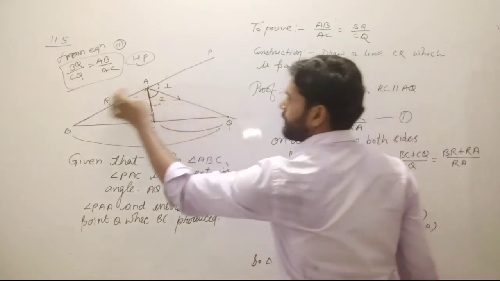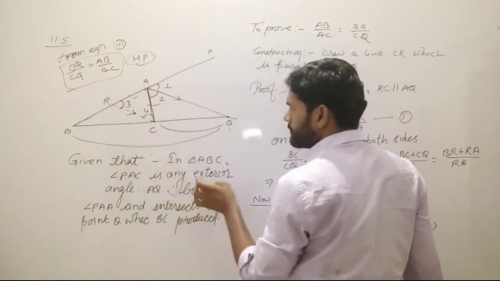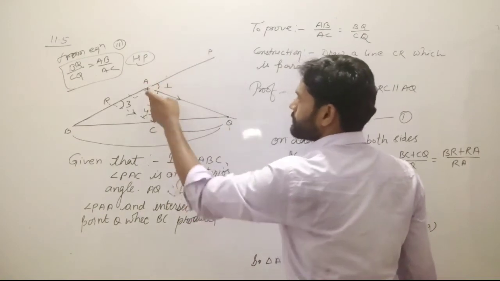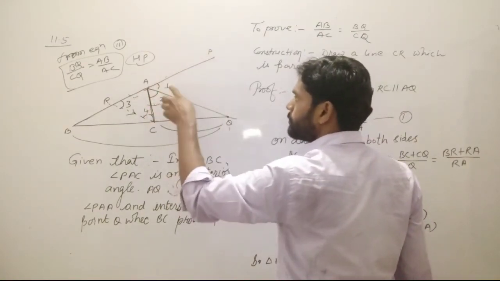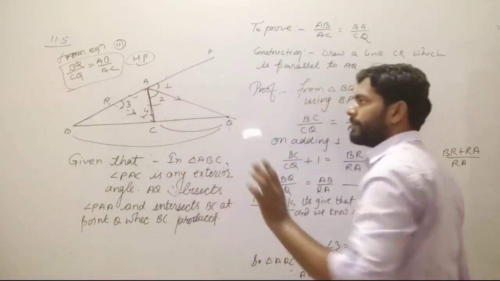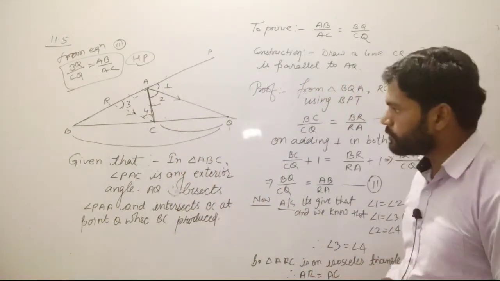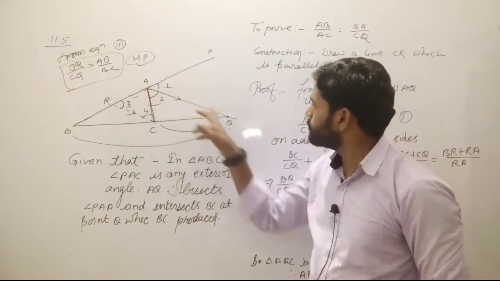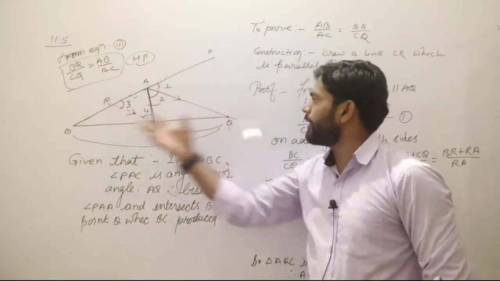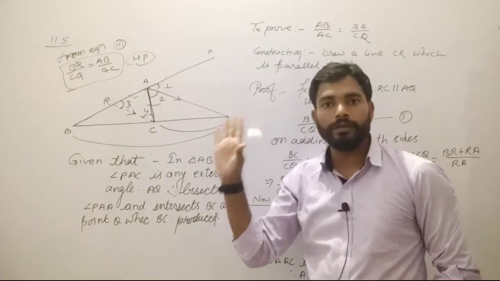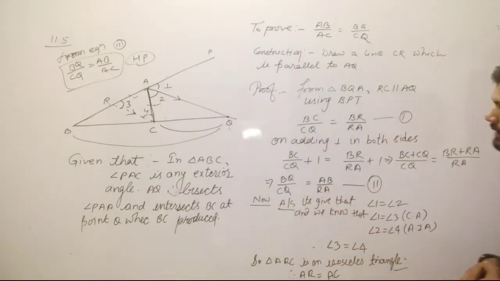ये एक ट्रायंगल दे रखा था. ABC was any triangle in which PAC was the exterior angle and AQ is bisecting this angle in two equal parts, and these we have mentioned angle 1 and angle 2, and after it AQ intersects BC at point Q where BC produced up to the point Q. Clear है? ये statement हमें दे रखा था.